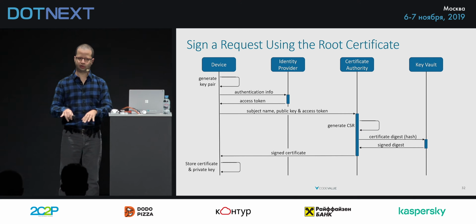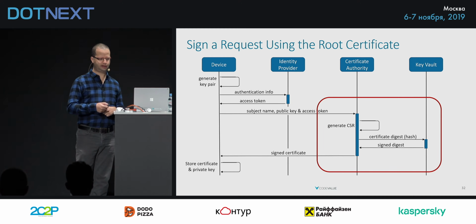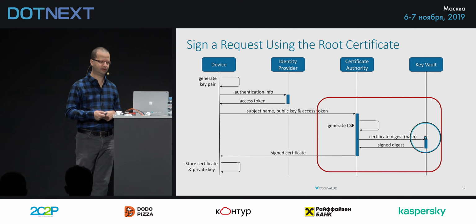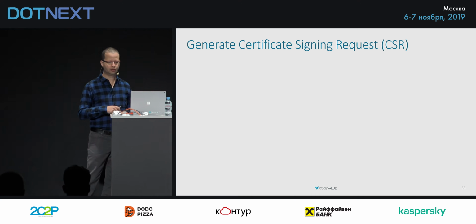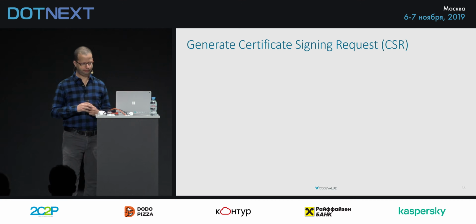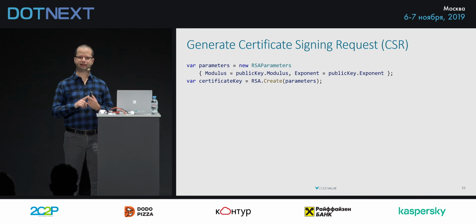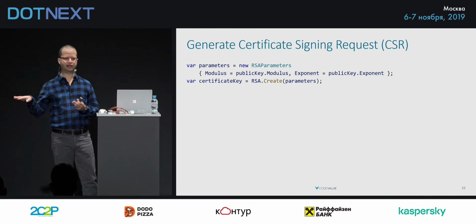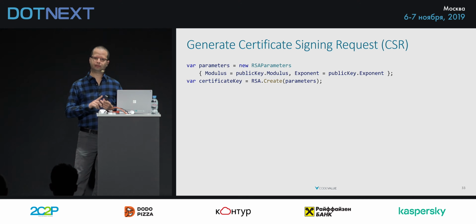At first, at this stage, when we talk about the CA, we'll focus on this side of things. We'll see how we get the request, generate the certificate sign request, sign it with Key Vault, and return the signed certificate. So how is it done? First off, we take the public key we were given. Again, remember, we are given the subject name for the certificate, the public key, and an access token. So we're not going to talk about the access token, but I'm going to talk about the subject name and public key.